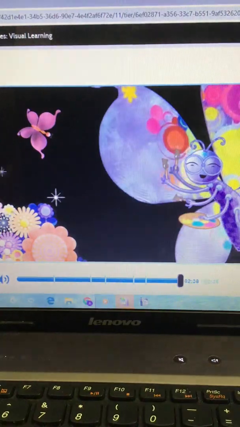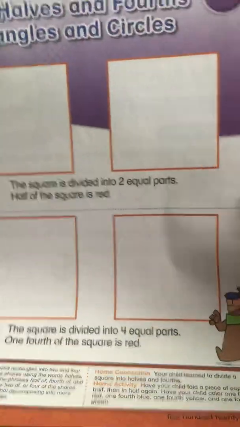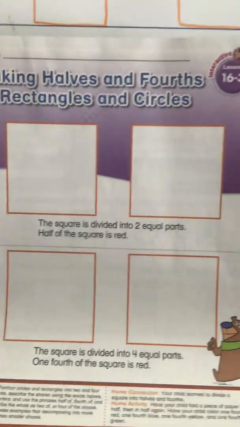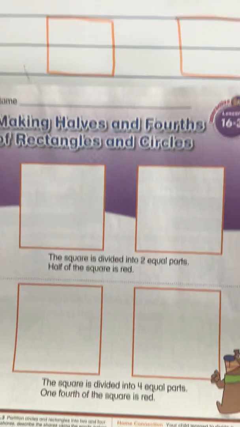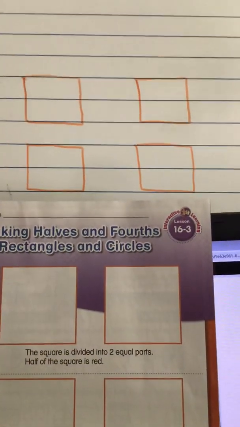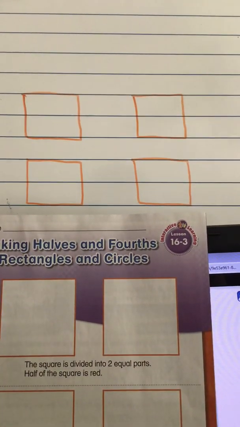Okay, so let's practice making some parts here. On your paper, 16-3, we're going to work on the top 2 squares first. I have them up on my paper here. You're going to be working on your page. I have it up top here.